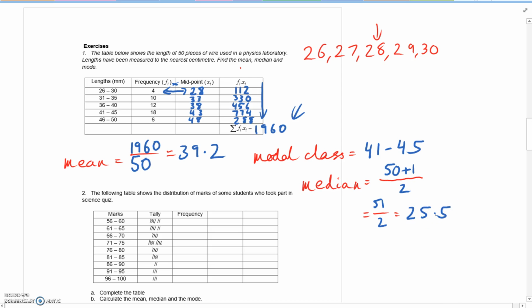Let's try and work out where that is. Going down through these frequencies, 4 plus 10 is 14. 14 plus 12 is 26. And so we've just surpassed that point there. So somewhere in here is the median. We'd say the median is 36 to 40. We can't find a specific value for that, but that is the median class, if you want to think of it like that.